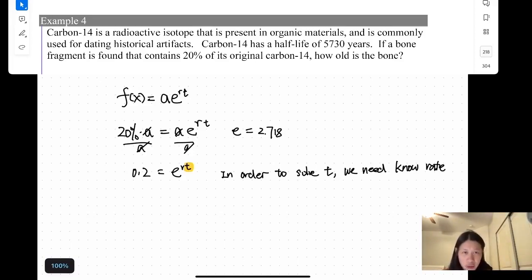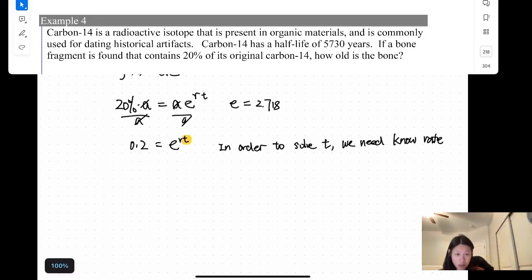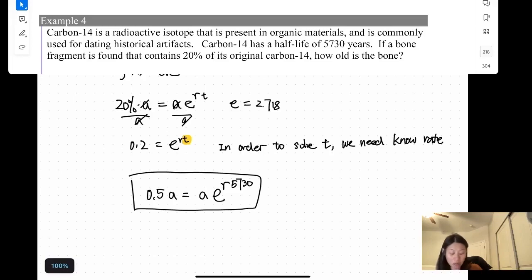So what information do they give you? They give you that carbon-14 has a half-life of 5,730 years. So that means the mass of this fragment, the bone, is going to be 50% left after 5,730 years, at the rate that we don't know.